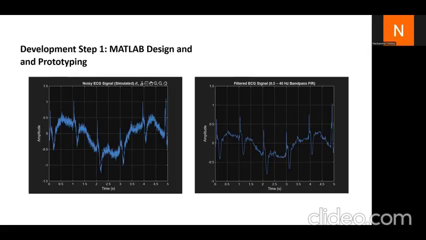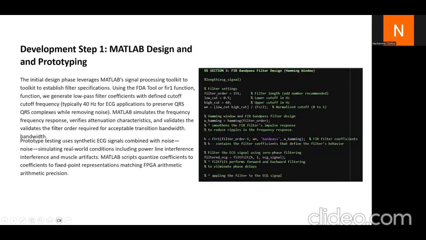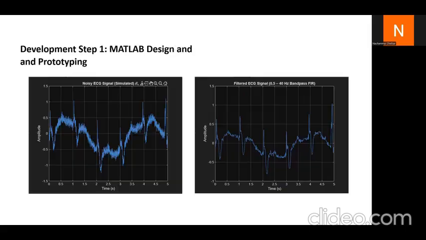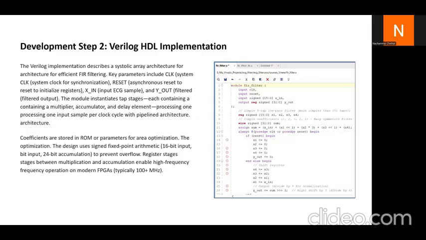So we will start with development step one, that is the MATLAB design and prototyping. So this is what we had done. Here we had this MATLAB code to simulate the FIR filter. Second is the output. As you can see, there is the noisy signal, and then after filtering it, we have the filtered ECG signal. After that, the second development step is Verilog HDL implementation. On the right side, you can see the Verilog filter designed using the Verilog HDL language on Vivado software.